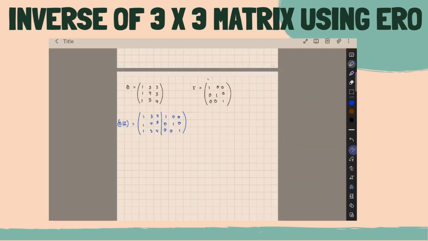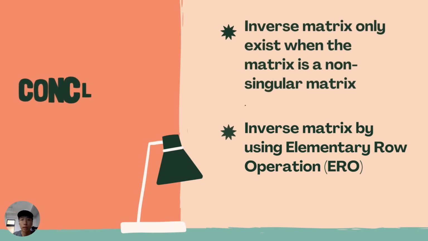In conclusion, inverse matrix only exists when the matrix is a non-singular matrix. In this video, we teach you how to use the elementary row operation to solve the inverse matrix.